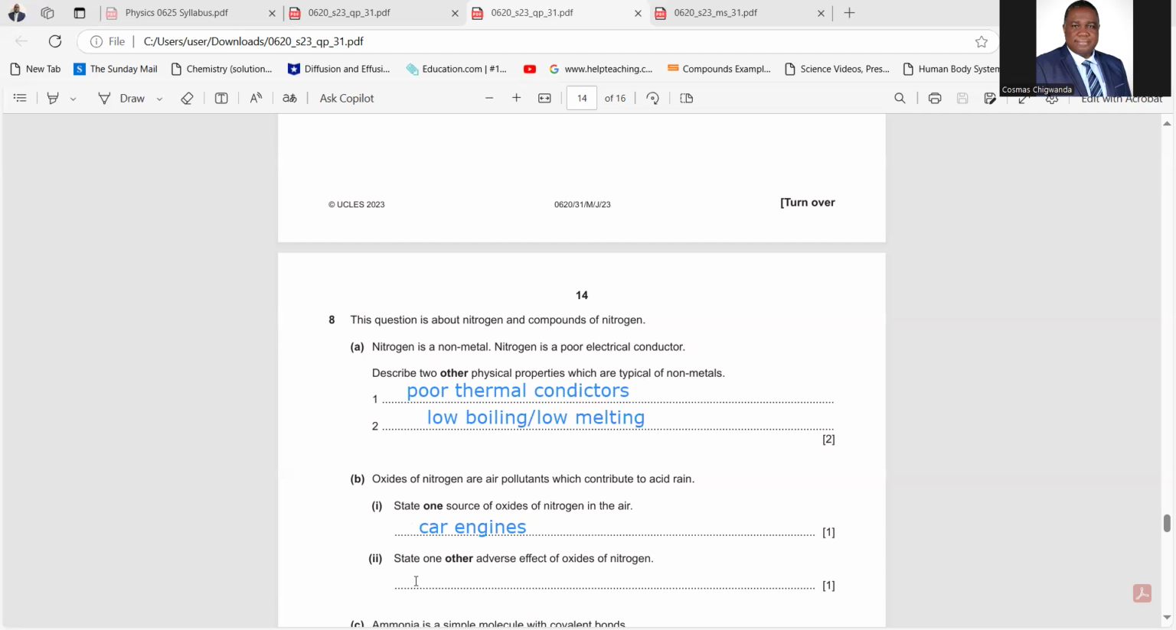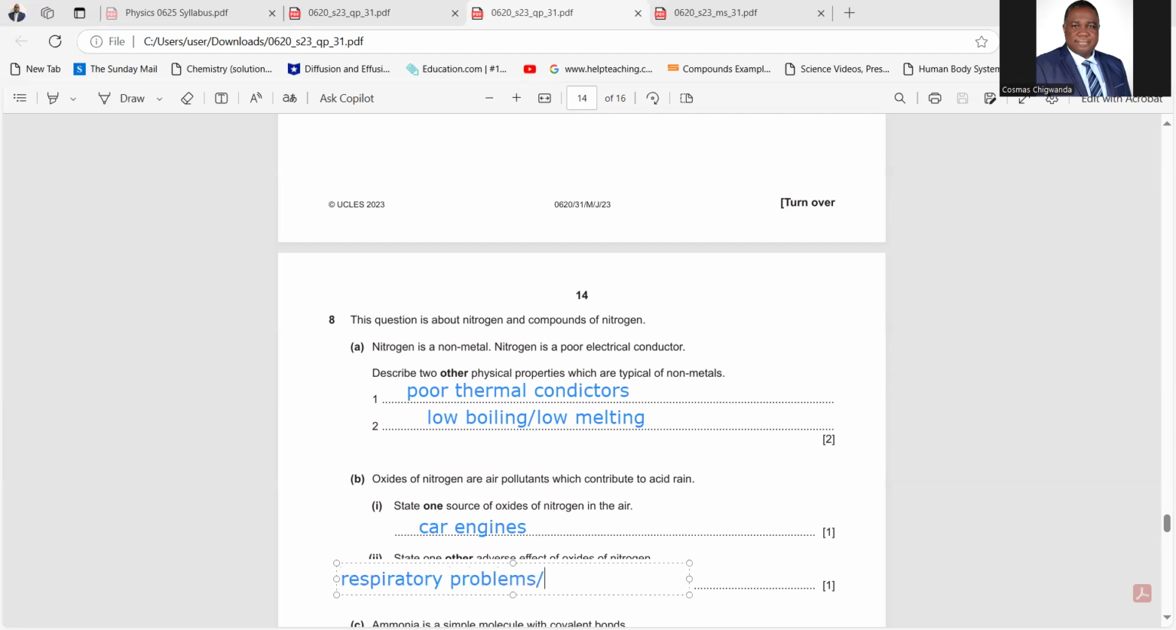And then B part 2 was reading, state one of the adverse effects of oxides of nitrogen. Oxides of nitrogen have a lot of problems. Health-wise, they can actually cause respiratory problems. So here we could put an answer like the fact that they can cause respiratory problems. That is in as far as our health is concerned. Respiratory problems. You can type in that answer.